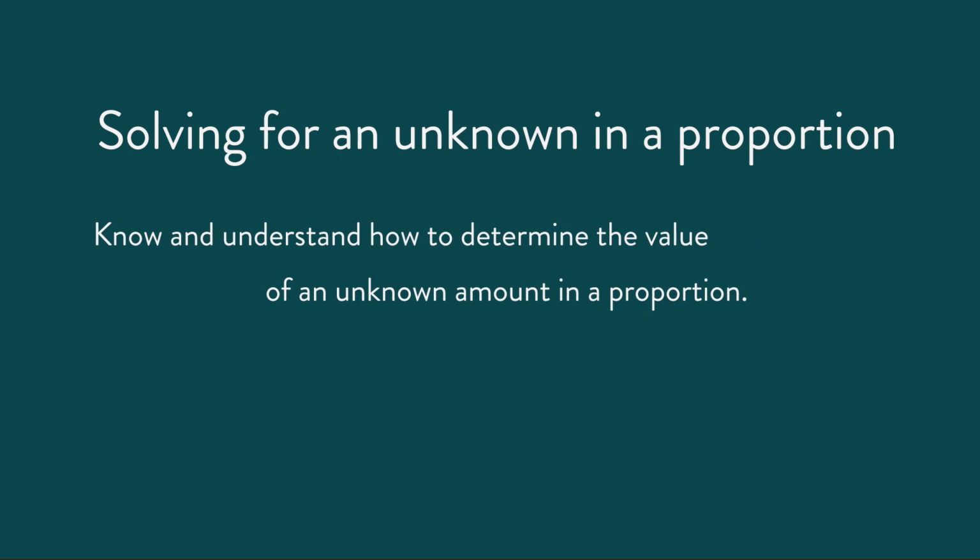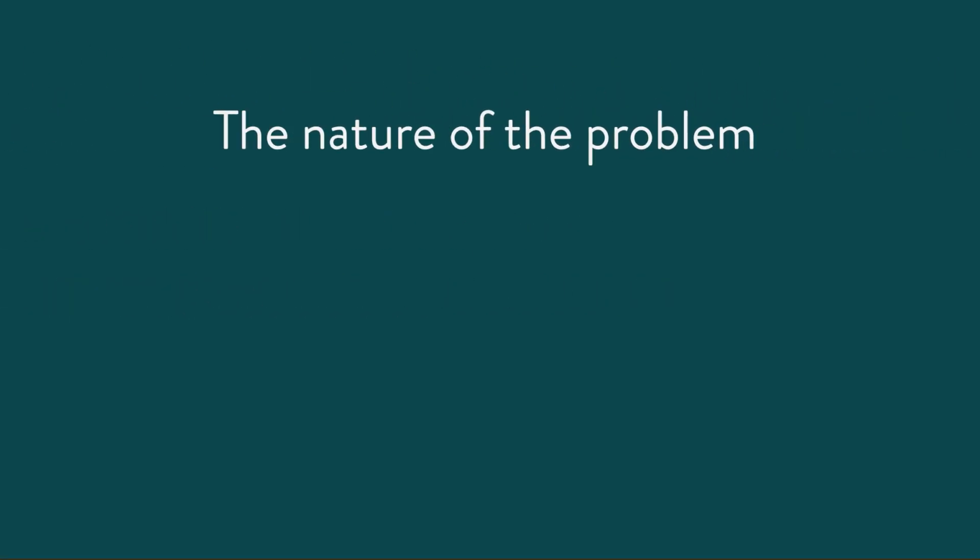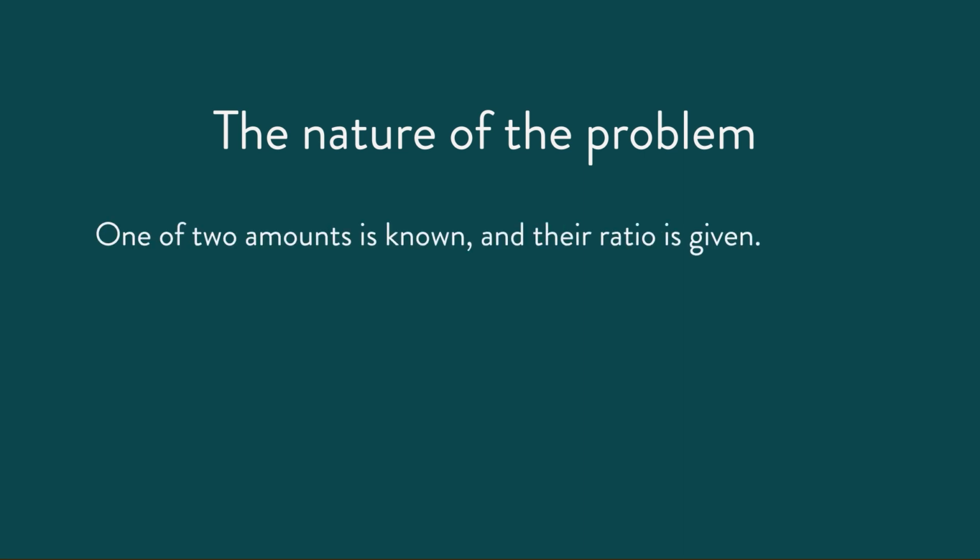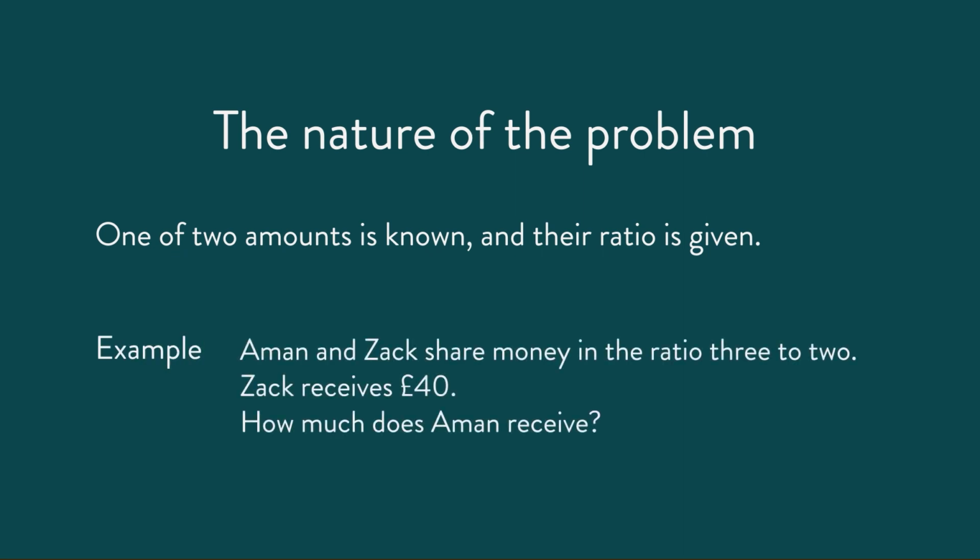At the end of this video, you should know and understand how to determine the value of an unknown amount in a proportion. The nature of the problem. One of two amounts is known and their ratio is given. For example, Aman and Zach share some money in the ratio 3:2. Zach receives £40. How much does Aman receive?